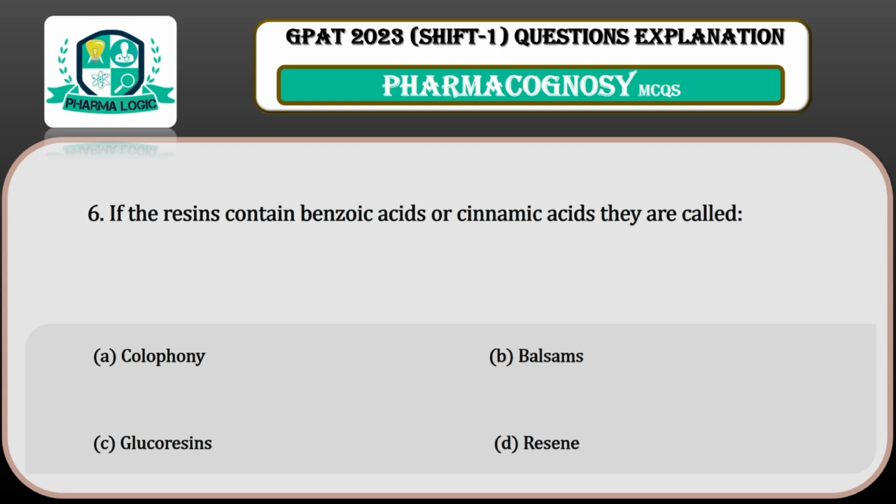Sixth question. If the resins contain benzoic acid or cinnamic acid, they are called. First, what are resins? Resins are the oxidative product of volatile oil. If these resins contain aromatic acids like benzoic acid or cinnamic acid, they are called balsams. Glycoresin, something related to glucose, right? Resene, it is an inert substance.